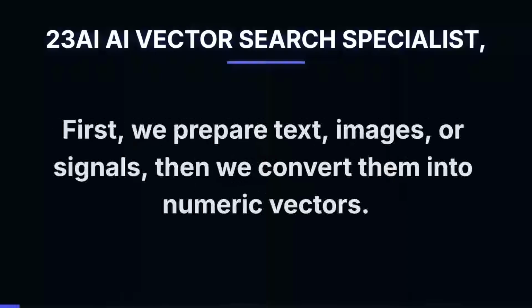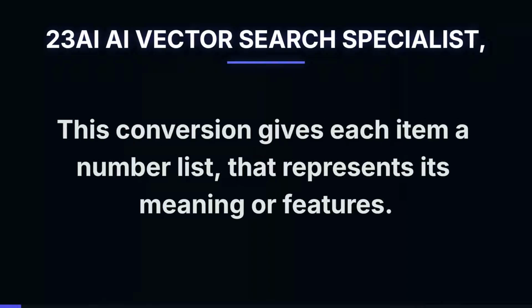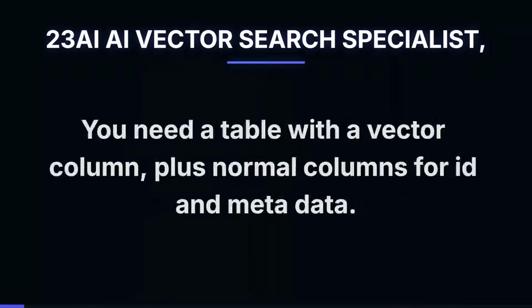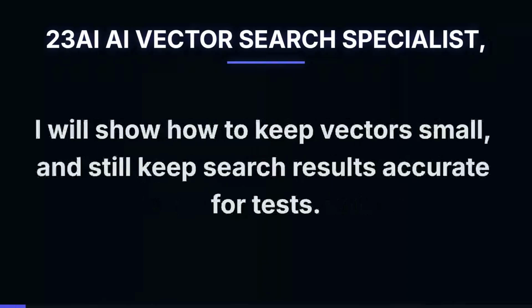First, we prepare text, images, or signals, then we convert them into numeric vectors. This conversion gives each item a number list that represents its meaning or features. In Oracle Database 23i, the database can store these vectors in special columns and index them. You need a table with a vector column, plus normal columns for id and metadata. I will show how to keep vectors small, and still keep search results accurate for tests.